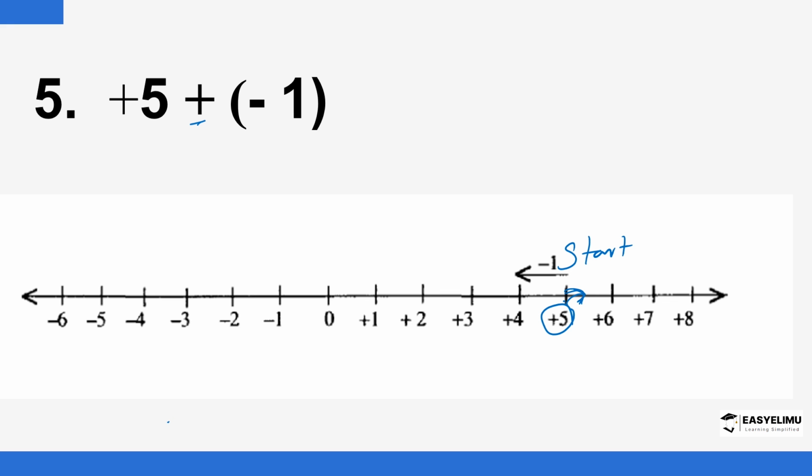So we are supposed to move to the right, but because of the negative sign, we are reversing that direction. So we are moving to which direction? Left. How many steps? One step. So just that one. Then we stop. The answer is as usual where we stop. So where did we stop? Positive 4. So the answer here is positive 4. Again, if the answer is positive, you don't have to indicate positive. Just write 4.